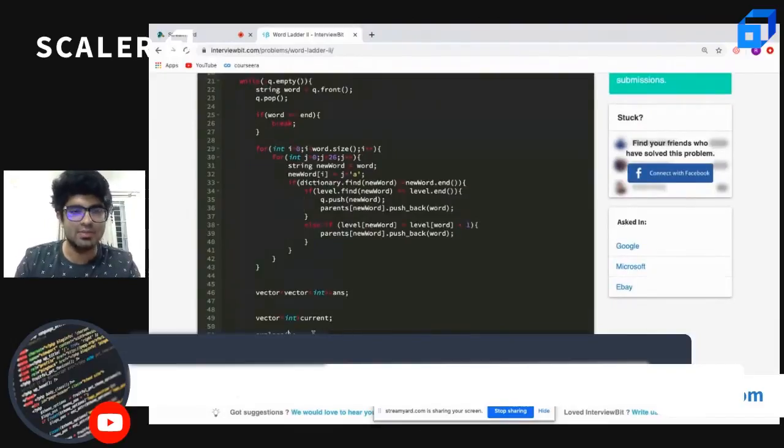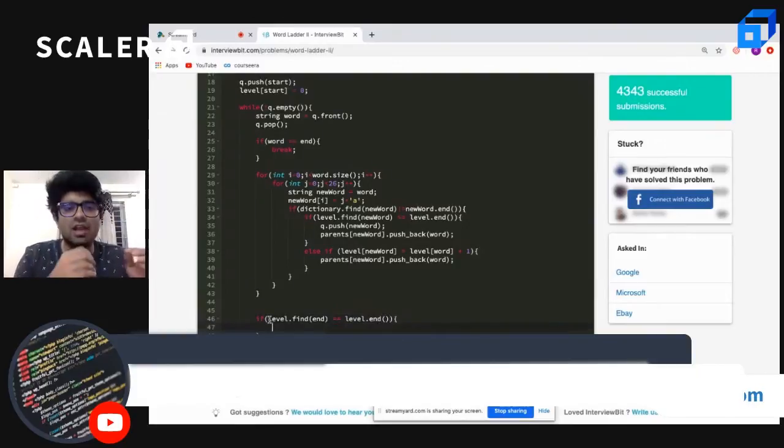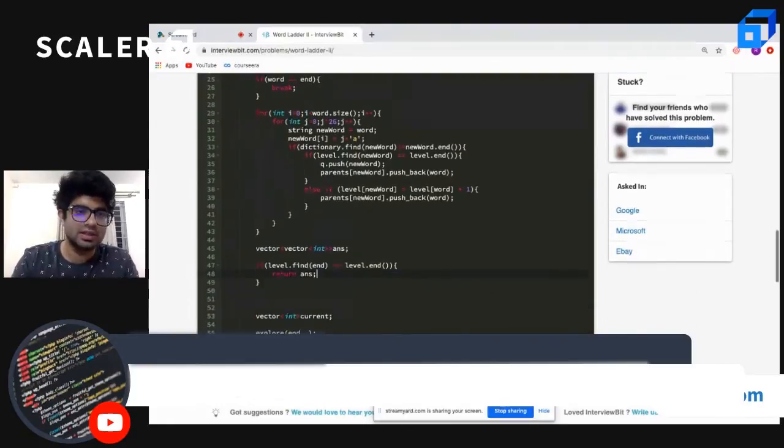And that will basically take my start, which is actually the end. Before this, I can check one thing: whether there is a possibility to reach the end by the transformations. If there is a possibility, then my level thing must be populated. So I can check if level dot find of end is equal to level dot end. That means I haven't figured out any transformation that will end up at the end, so I can safely return an empty vector here. Let's say I declared it in a way something like this, so I can return answer like that.